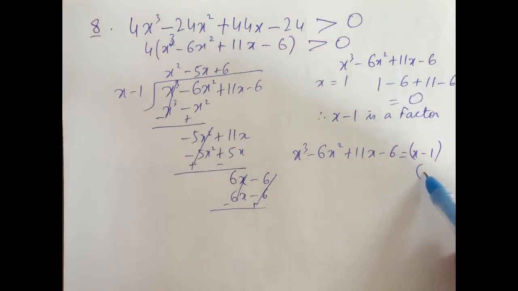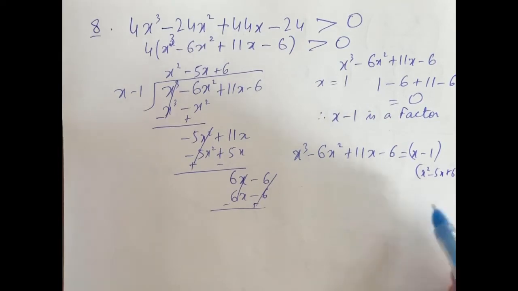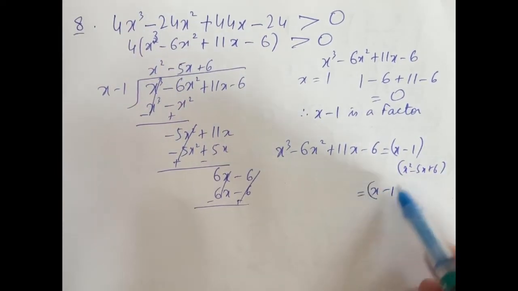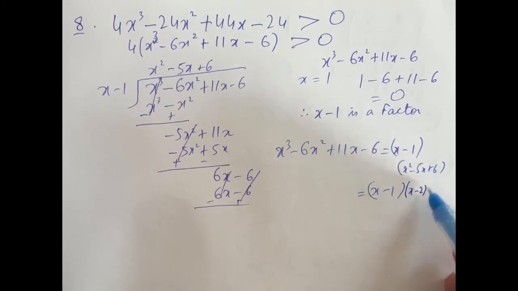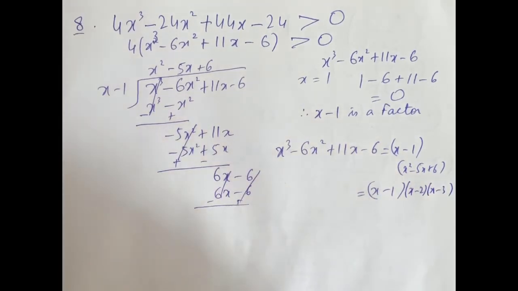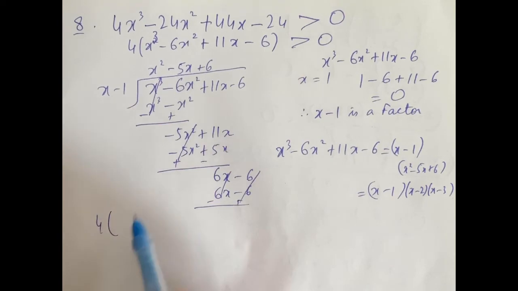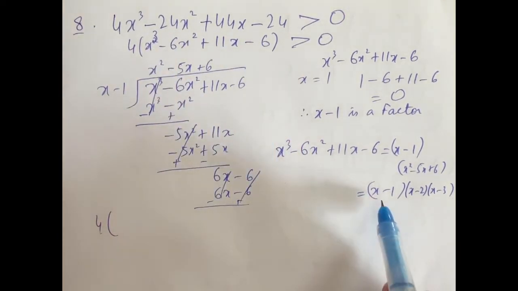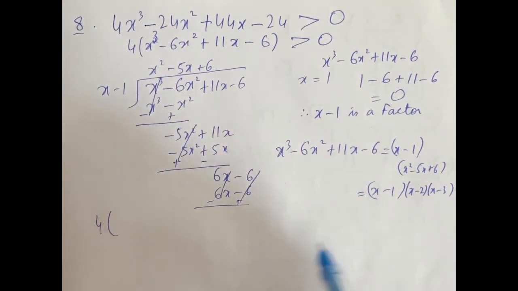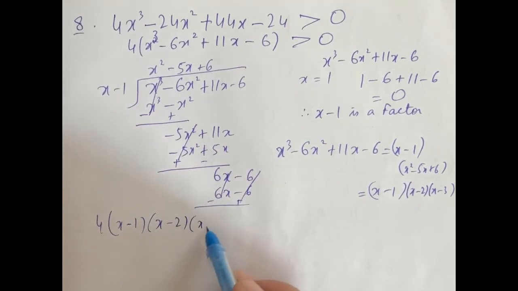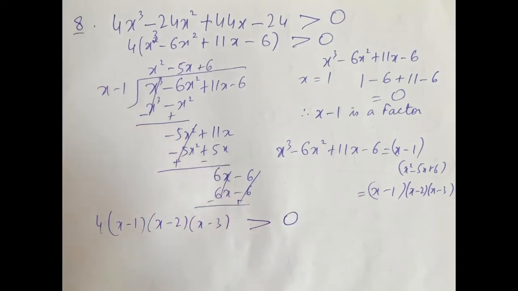minus 5x plus 6. That is, this can be written x minus 1, x square minus 5x plus 6 is x minus 2 into x minus 3. So that means this can be written as a product of factors x minus 1, x minus 2 and x minus 3. So x minus 1, x minus 2 into x minus 3 greater than 0.